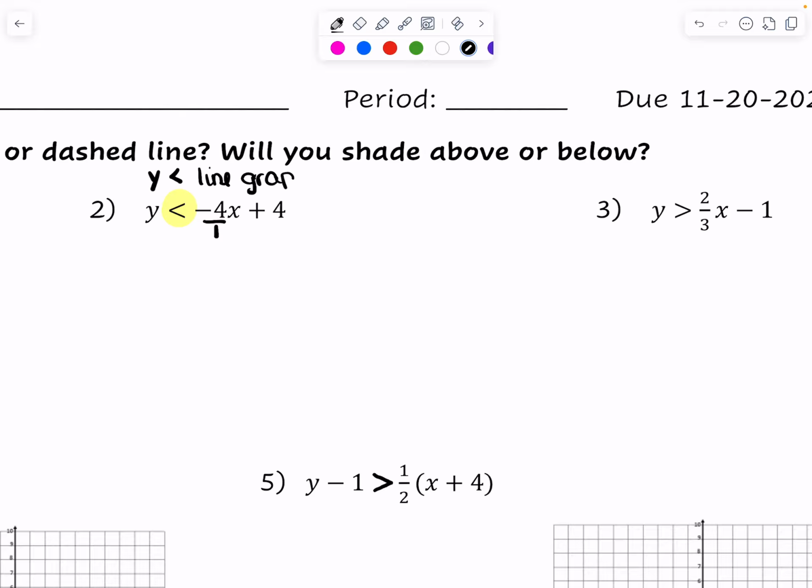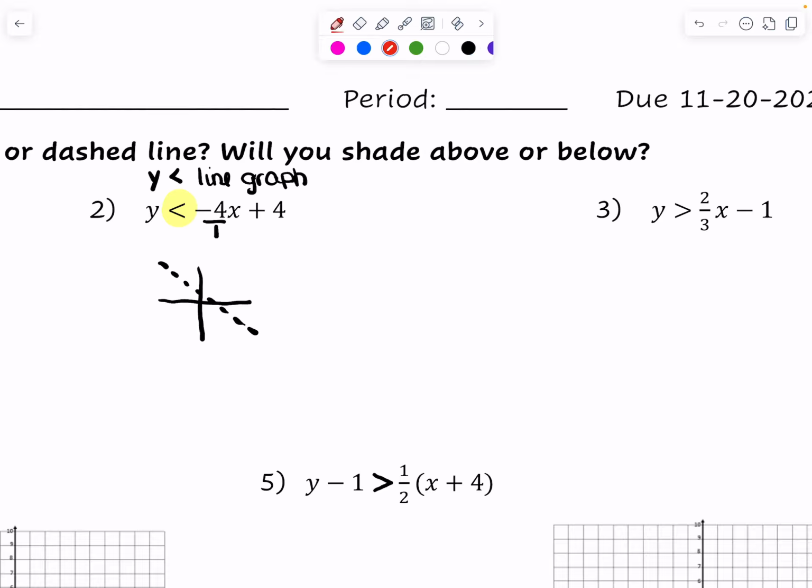Now, if y is less than something, then that means we're going to shade underneath it. So if I have a graph here, this is a negative slope. So that means the graph will be decreasing from left to right. And if it is decreasing, oh, you know what? I didn't even say this. Is it a solid line or a dashed line? It is going to be a dashed line because it is not equal to, and it is a decreasing graph.